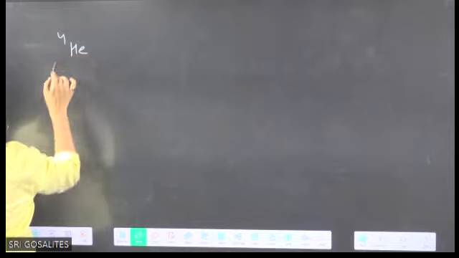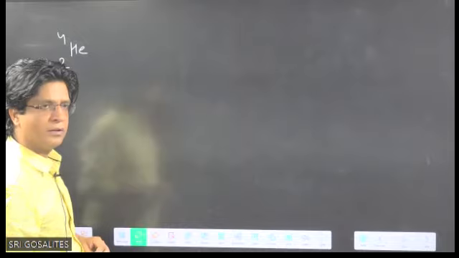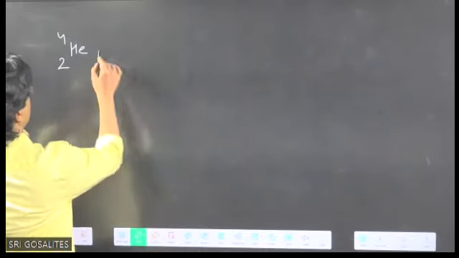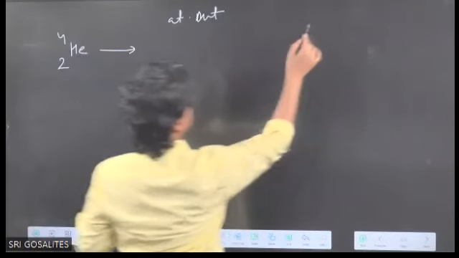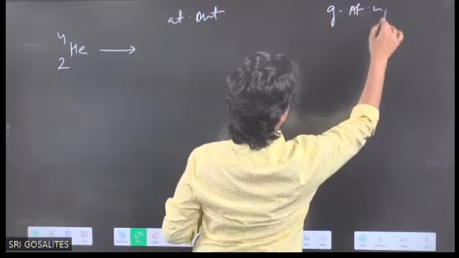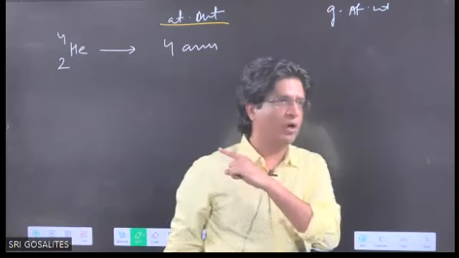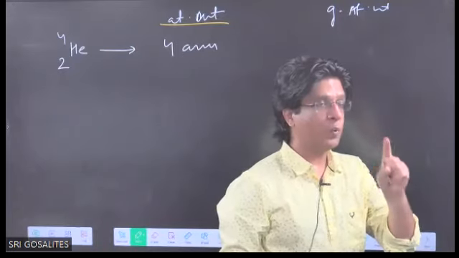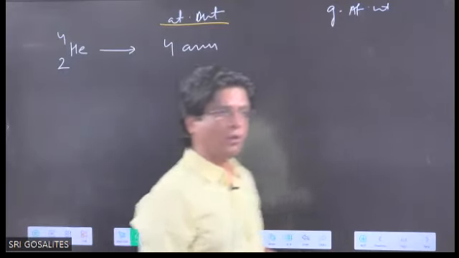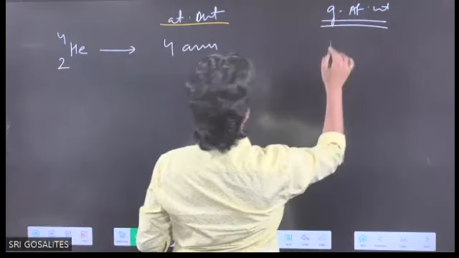Like say, who will tell me, suppose this is helium. Helium is 4 and this is 2. Mass number 4, atomic number 2. In terms of atomic weight, and this will be gram atomic weight, atomic weight will be 4 AMU, I believe. This is for one atom of helium. What is 4 AMU? It is the atomic weight of one atom of helium. And this will be what? This will be 4 gram.